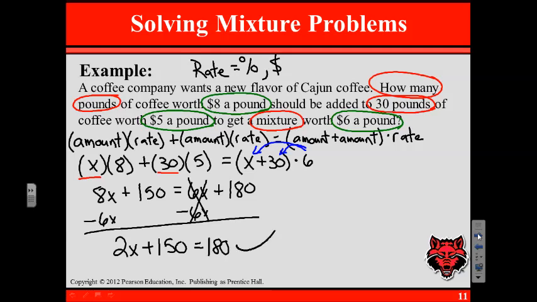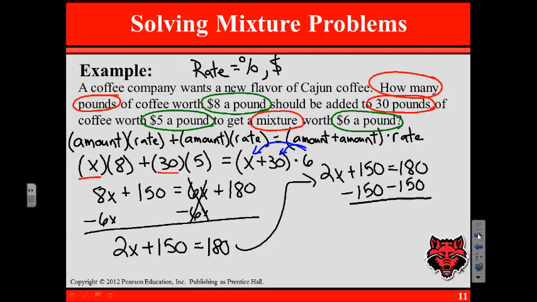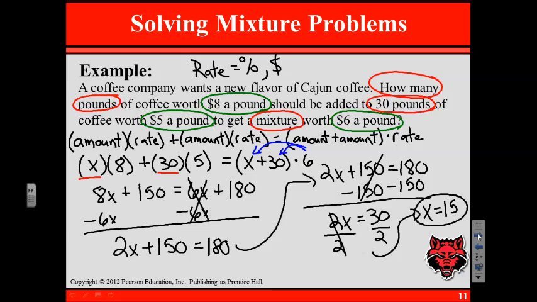Okay, let's carry this a little higher so we have enough room to work it out. So 2X plus 150 equals 180. Now let's subtract 150 from each side. The opposite 150s cancel. And we have 2X equals 30. So we divide both sides by 2. And X equals 15. So the number of pounds of coffee worth $8 a pound would be 15 pounds.